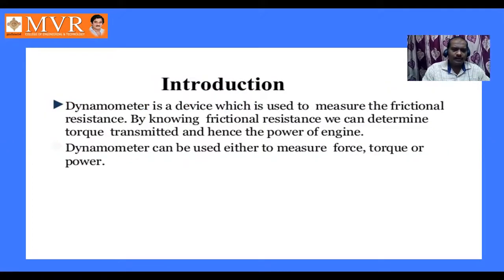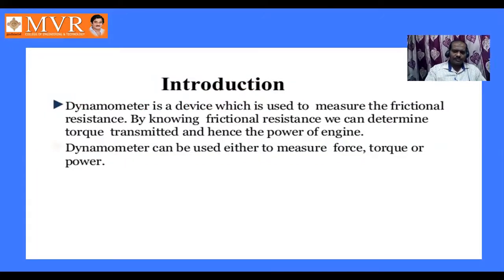So by using this relation, the power of the engine can be calculated, and frictional resistance is equal to the torque, and we can know the RPM of the machine, be it an engine, prime mover or a motor. So a dynamometer can be used to measure force, torque or power. These three we are going to measure.